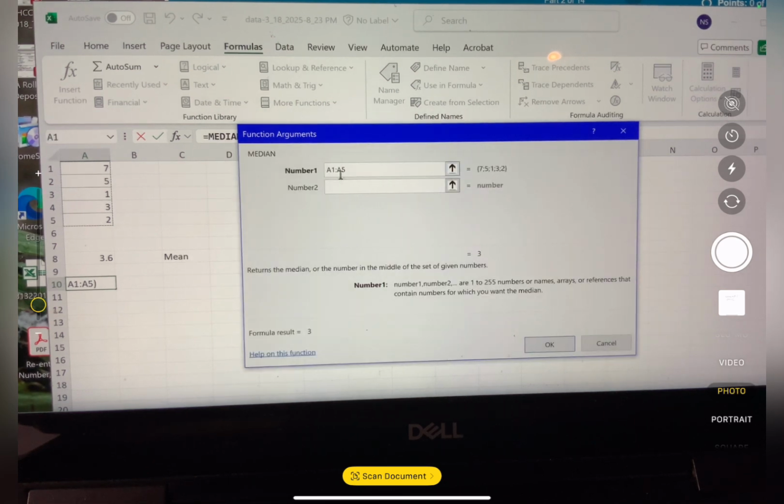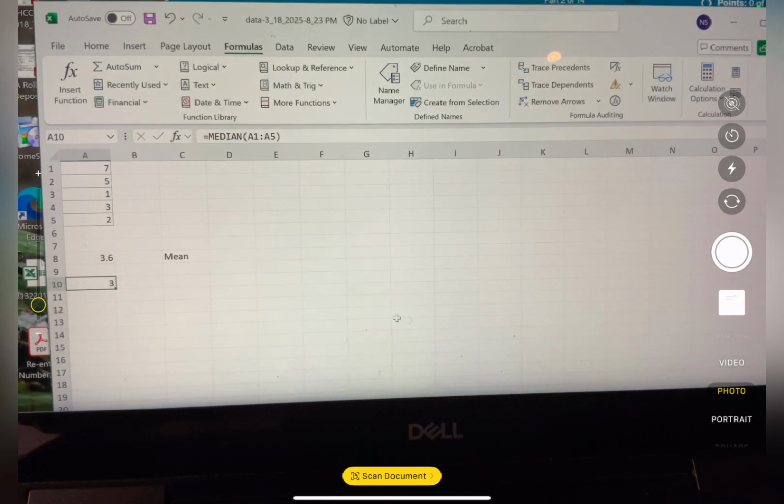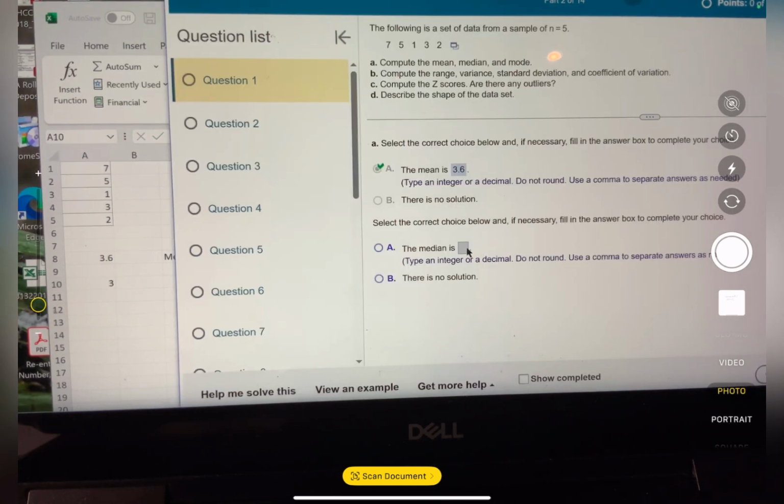Ignore what you see here; it could be right, could be wrong. So I'm just going over again: A1 through A5, and click OK. And this is the median.